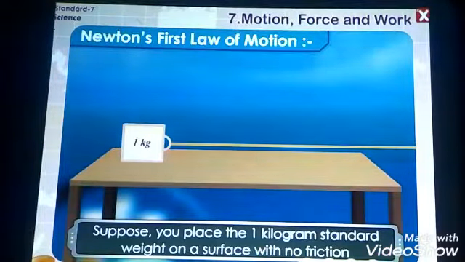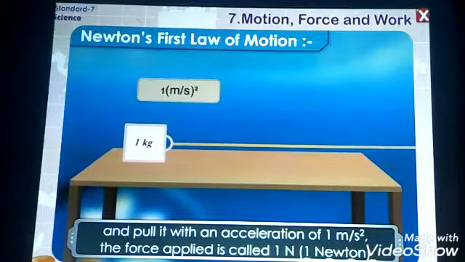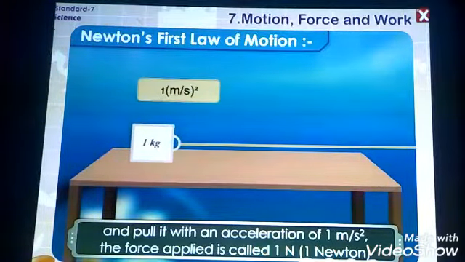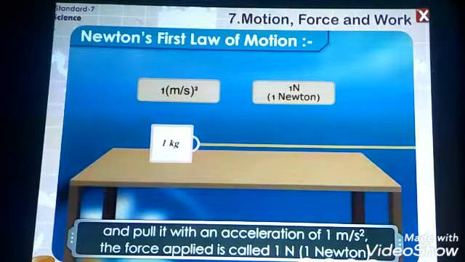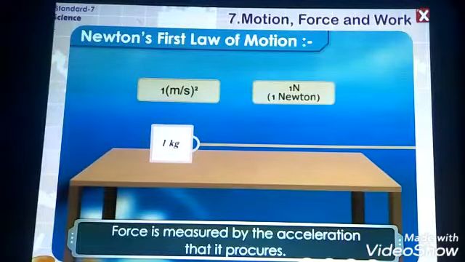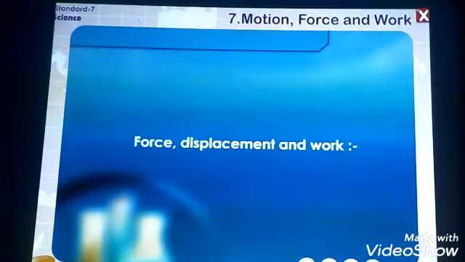Suppose you place a 1 kilogram standard weight on a surface with no friction and pull it with an acceleration of 1 meter per second square. The force applied is called 1 Newton. That is 1 Newton. Force is measured by the acceleration that it produces.